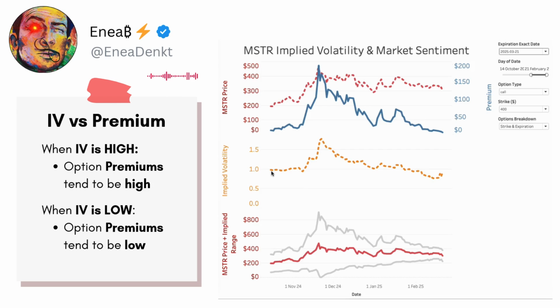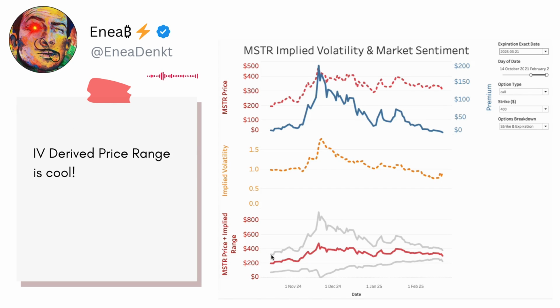But something interesting that we can read also in the data that I added here is the price range, the implied price range derived from the implied volatility over time. So we can really see by looking at this how the expectations of the market were kind of conservative in this period here, and then all of a sudden they expanded. So the market expected either a huge uplift of the price of the stock or a drop.